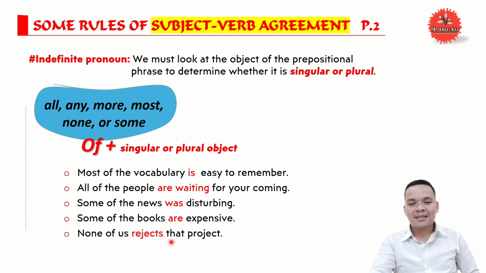None of us rejects that project. So none of us, you see us here is plural, but actually none means don't refer to 2, 3, or 4. Just not a specific anyone. So you can see we can use a singular verb here, rejects.